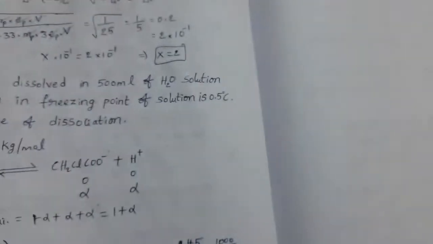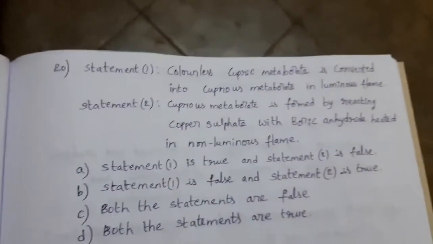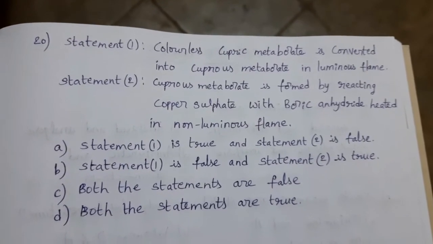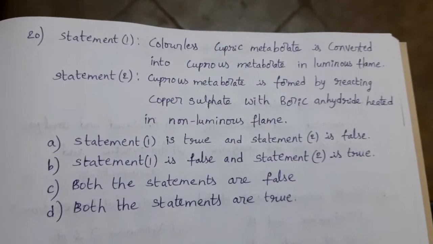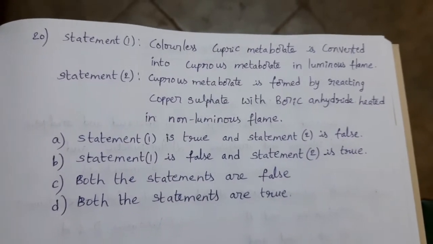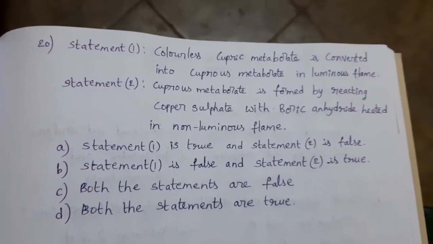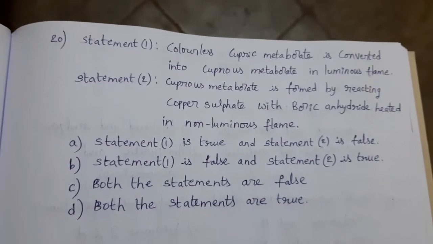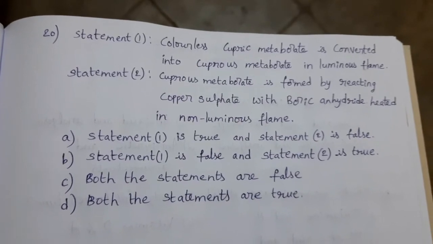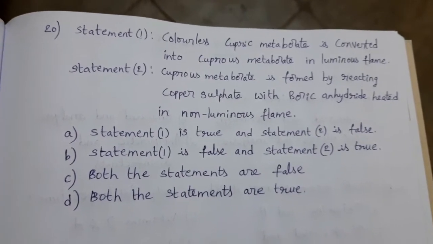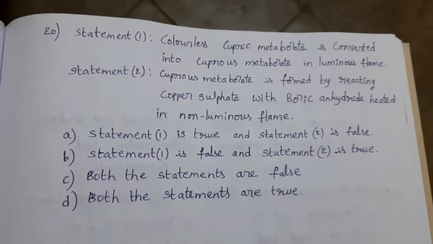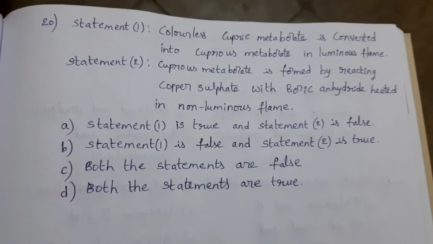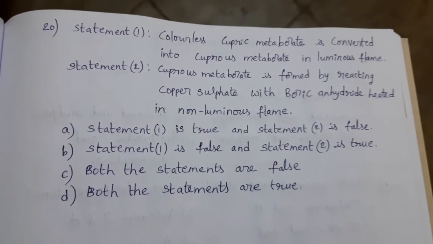Next, the last question in this paper. Statement 1: colorless cupric metaborate is converted into cuprous metaborate in luminous flame. This is wrong, because cupric metaborate has a dark blue color. When this dark blue colored cupric metaborate is heated in luminous flame, it is converted to cuprous metaborate and then copper metal. Finally we can get copper metal. So statement 1 is wrong.